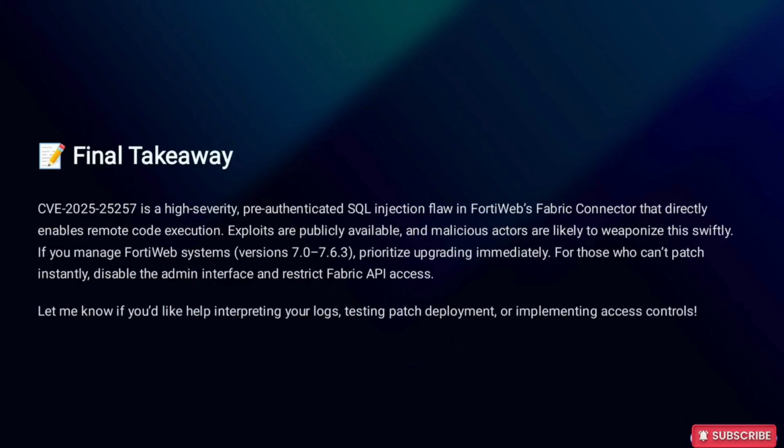The final takeaway is that CVE-2025-25257 is a high severity pre-authenticated SQL injection flaw in FortiWeb Fabric Connector that directly enables remote code execution. Along with that, exploits are publicly available, and malicious actors are likely to weaponize this swiftly. If you manage FortiWeb systems, prioritize upgrading immediately, and for those who cannot patch, instantly disable the admin interface and restrict Fabric API access.